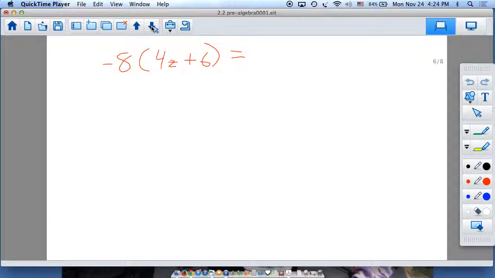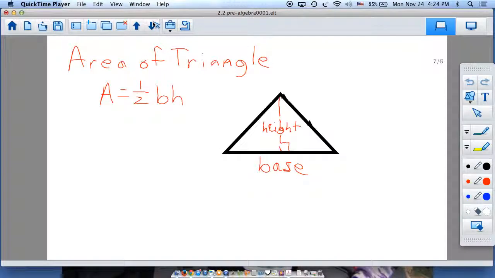Negative 8 times 4z is negative 32z. And then negative 8 times a positive 6 is going to give us a negative 48. So I'm just going to write minus 48. That way I don't have a plus and a negative together. Never want to put two signs together. It just makes it a little bit confusing. So the answer is much better read: negative 32z minus 48.